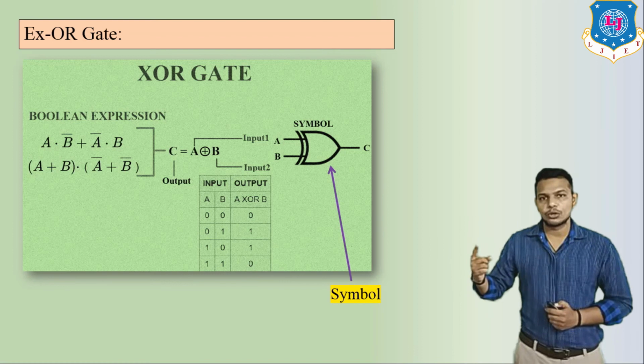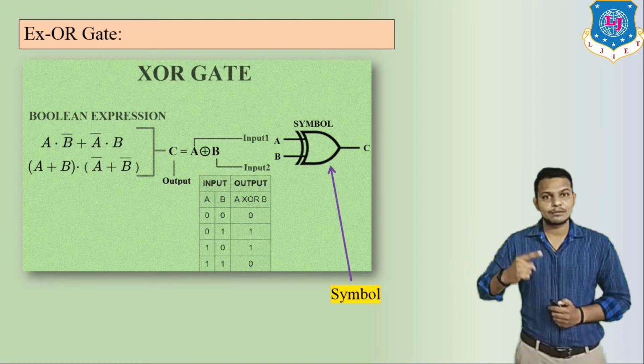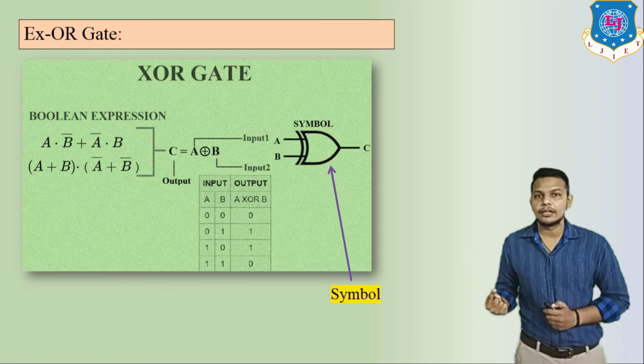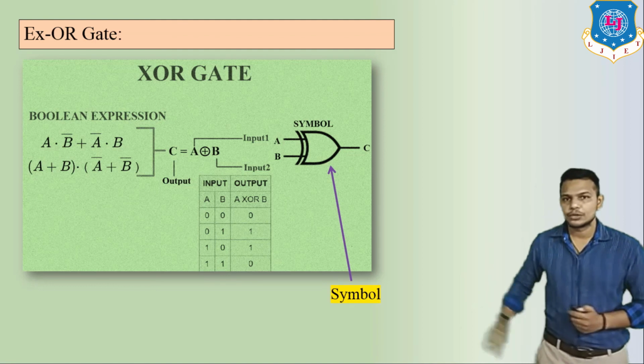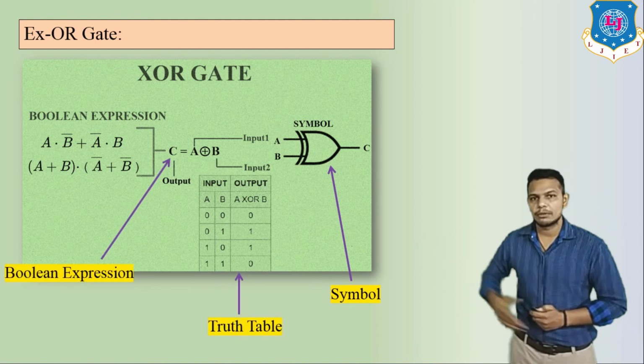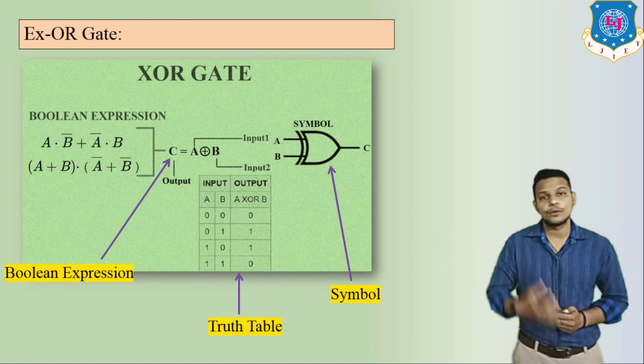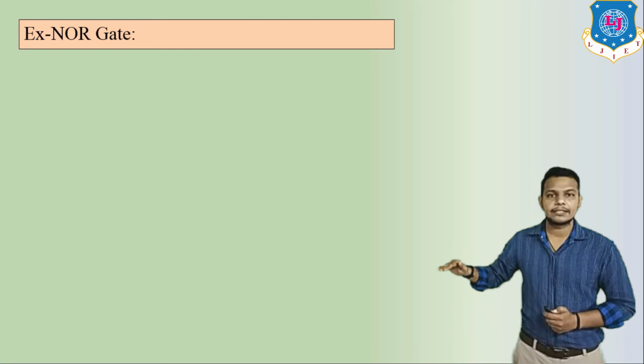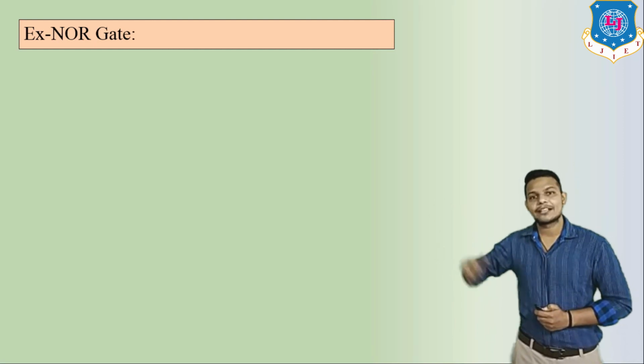That means 0 0 becomes 0, 0 1 becomes 1, 1 0 becomes 1, and 1 1 becomes 0. So here you can see in the truth table, this is the exclusive OR. Similarly here, exclusive NOR. So basically we can say this is the inversion of XOR.